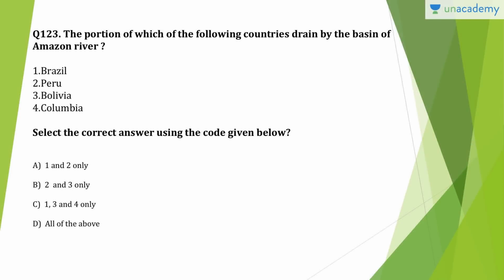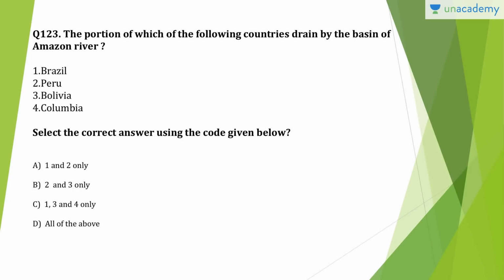123. The portion of which of the following countries is drained by the basin of the Amazon river? So mainly it is Brazil, but you have Peru, Bolivia, Colombia, Ecuador, and Venezuela. All these are South American countries. There are 14 countries there, and 6 of them I have told you here. Answer is D, all of the above, because it is huge.